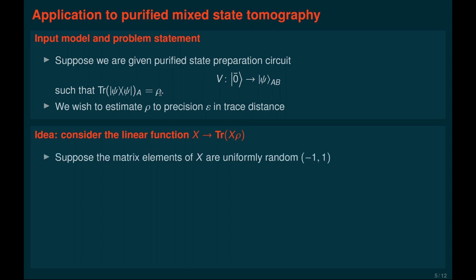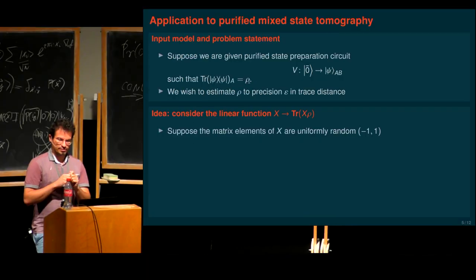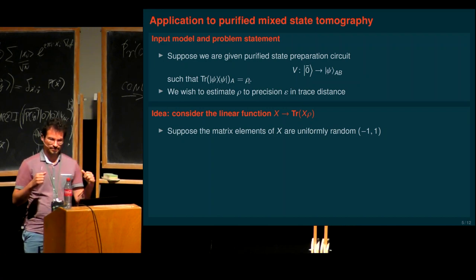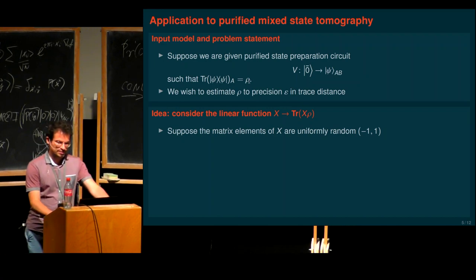Okay, to understand how this algorithm will work, I'll go through it on a high level. Once again, I will think about the matrix elements of x as my coordinates. I will sample them uniformly at random from minus 1 to 1. So ultimately, I will set up a superposition in such a way. The matrix elements come from minus 1 to 1.